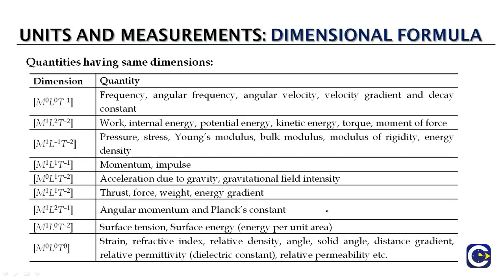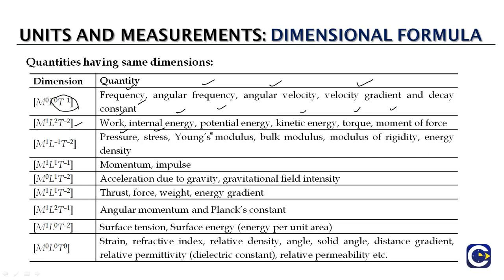Now as we saw already, there are some quantities which have the same dimensions. If you talk about frequency and angular frequency and angular velocity, velocity gradient, and even decay constant, all of them will have the dimensional formula of T to the power of -1. Work, energy, different types of energies, kinetic energy, potential energy, internal energy, and even torque as well as moment of force, all of them will have the same dimensions of ML^2T^-2.